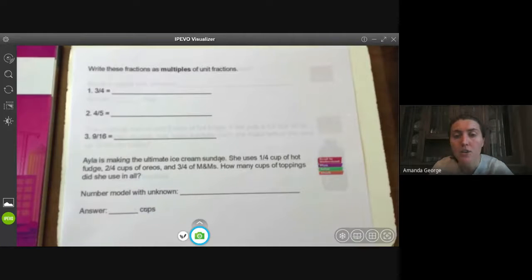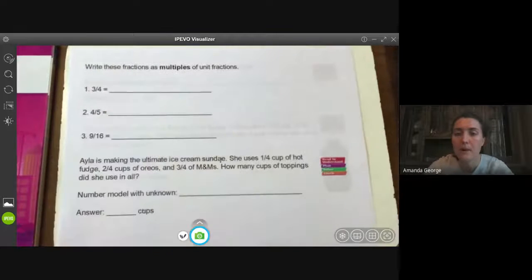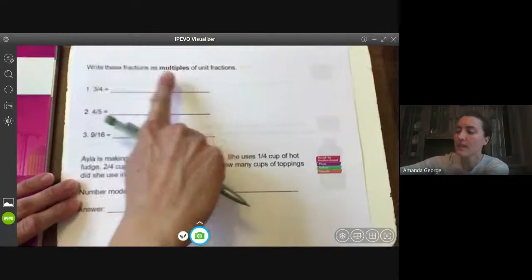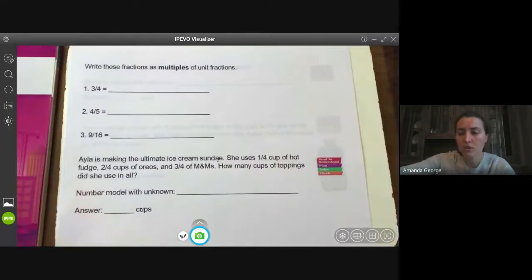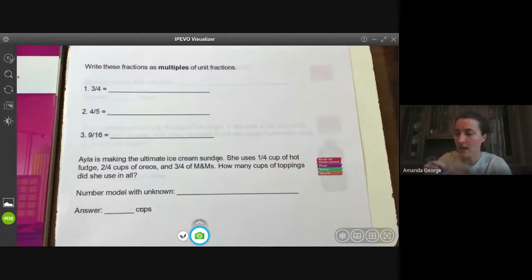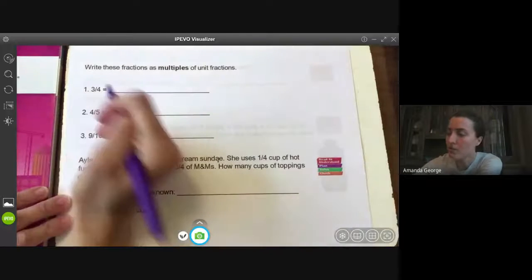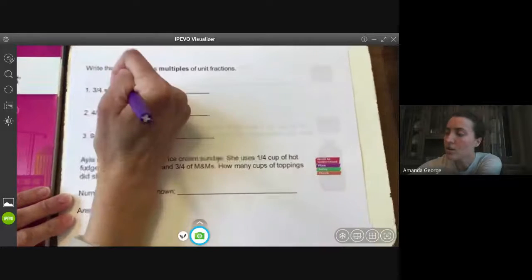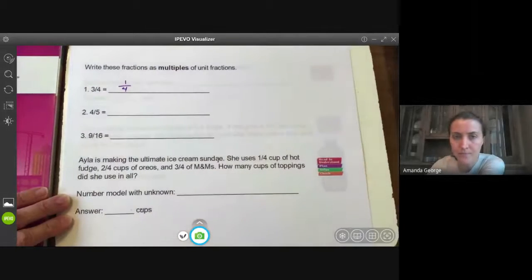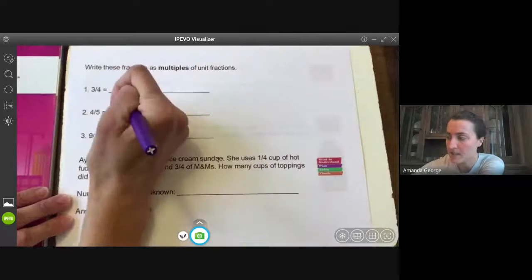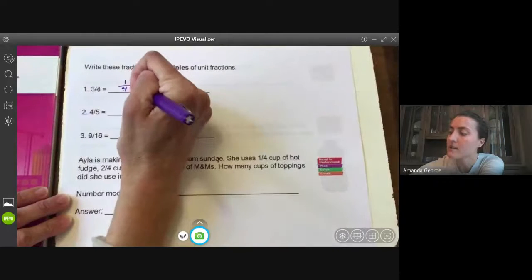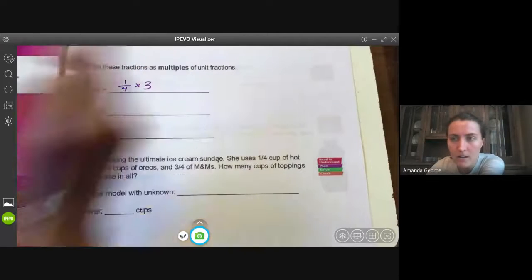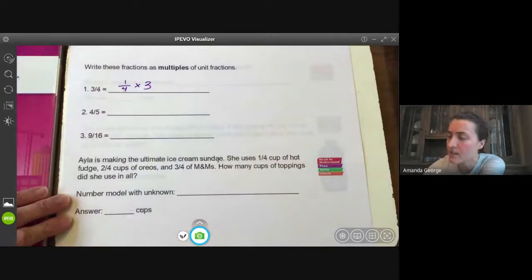So you will, in your journal, see several problems phrased like this. Write these fractions as multiples of unit fractions. So let me show you the first one, and then I'll ask you to help me with the next one. So 3/4, I know the unit fraction I want to talk about is 1/4 because I'll keep the same denominator and just put a 1 in the numerator. And it's the same thing as 1/4 times 3. That's the whole number we need. Perfect. And that's what we just saw in that visual, right? Those were the same.